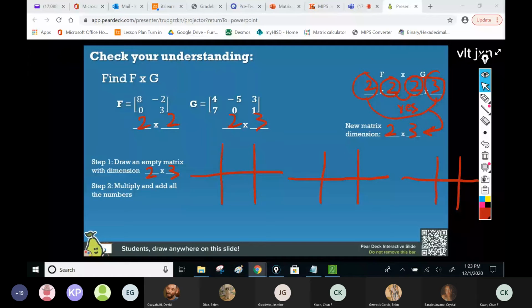Natalie, let me see what you got. All right, Natalie, you draw an empty matrix like the one I showed you. I need a 2 by 3 matrix, 2 rows, 3 columns with 6 compartments. All right, 6 compartments.